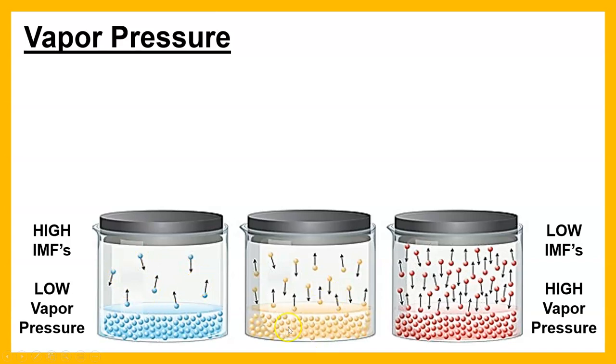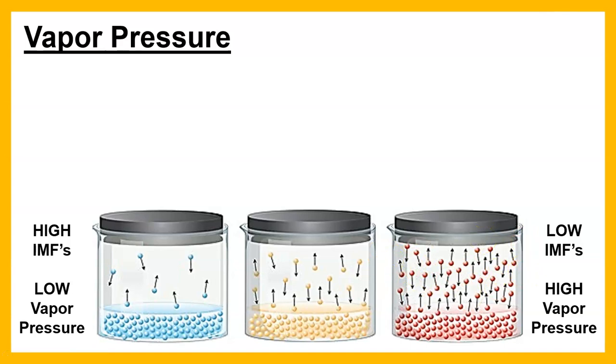Here in the middle we have some medium level IMFs and some medium level pressure up above. And here, in red, we have very low IMFs. These particles do not care about each other. There's not much holding them near each other in that liquid phase, which means a lot of them are available to be up here in the gas phase. And if there's a lot of particles up here, they're going to be hitting that container a lot, which means they will have a high pressure.